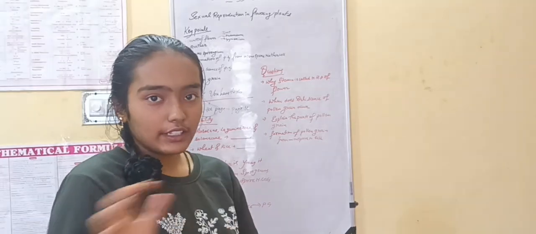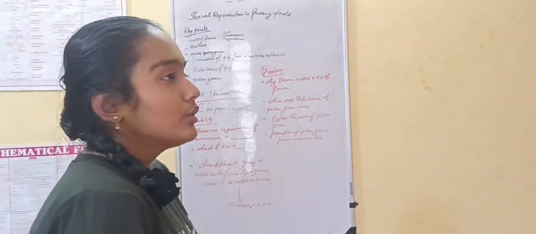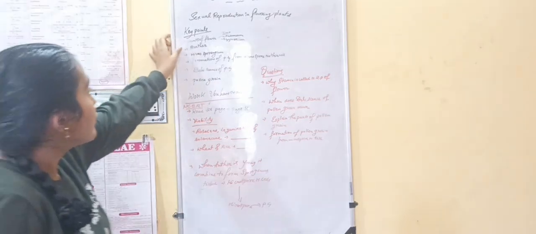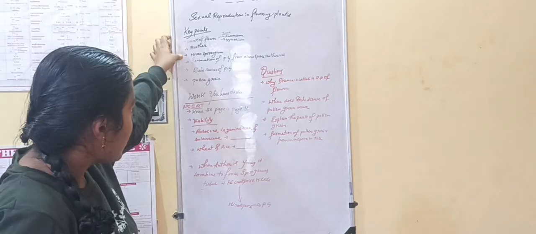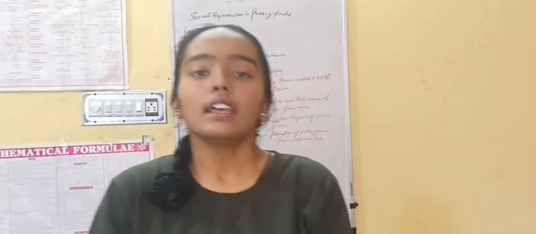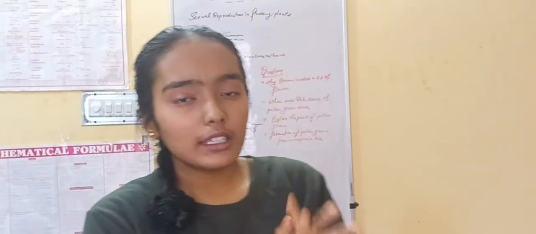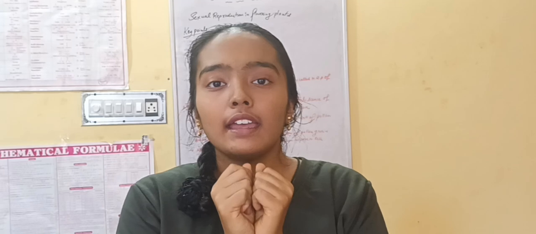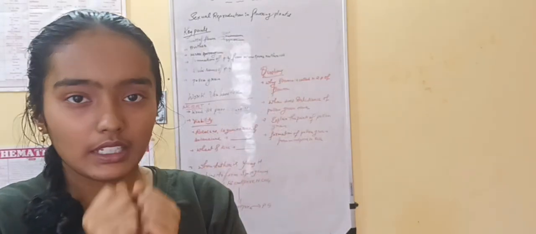So you can see the lecture as I already told you. The part we discussed today is the anther and the microsporangium. The anther consists of microsporangium, as these are two thecae. The anther is two lobed, and these are the parts you need to write down. It is also known as thecae.